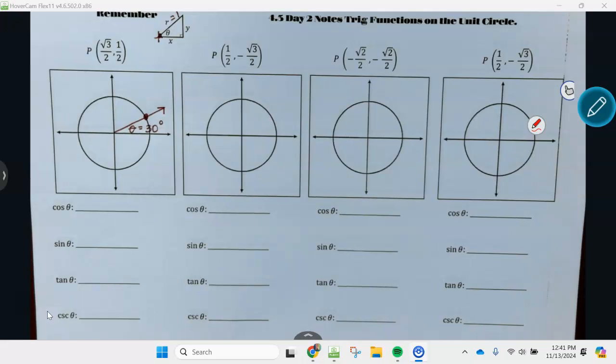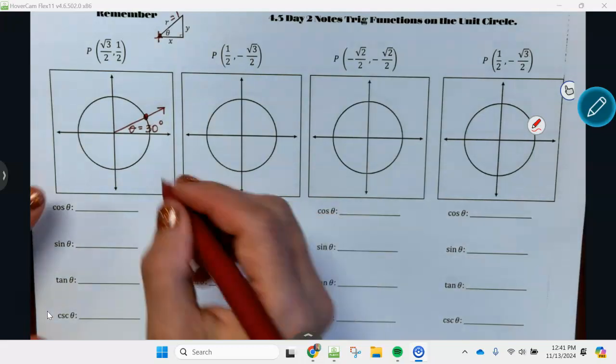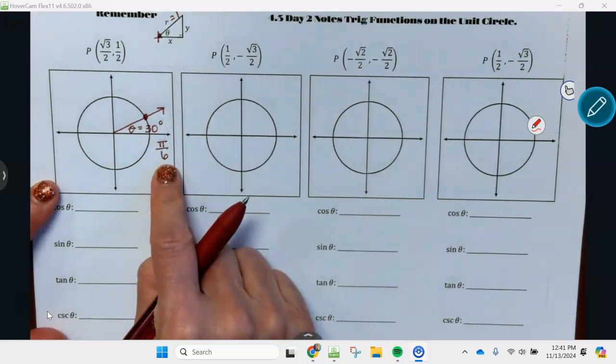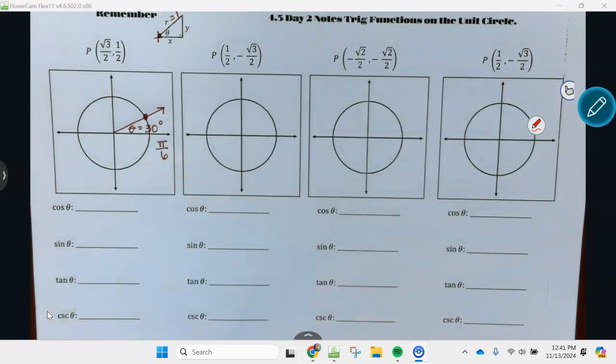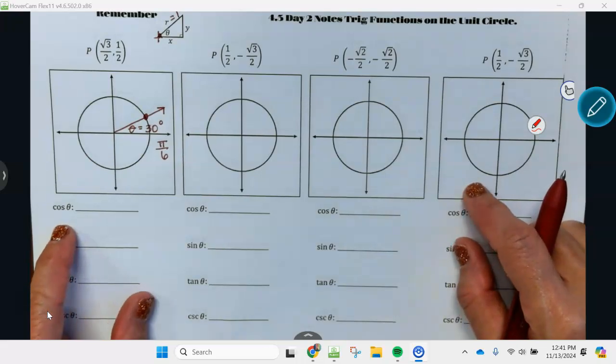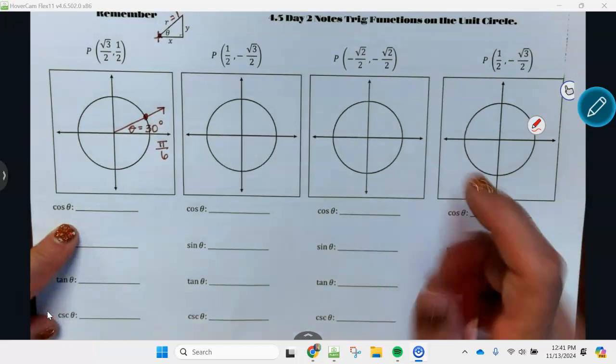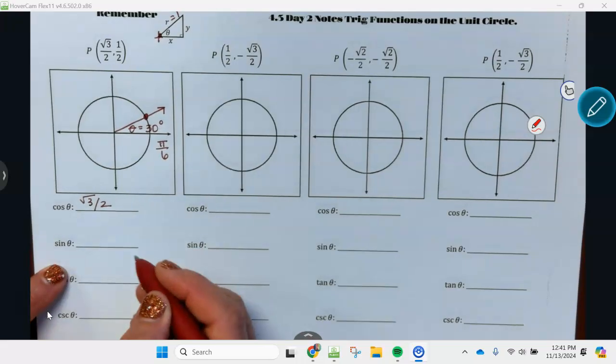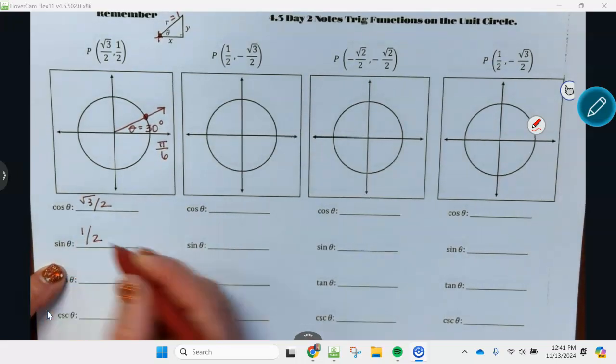All right. And what are the radians? Do y'all remember the radians? Pi/6. Perfect. I'm going to give you a lot of tips about this stuff, and it's all based on your radians. Cool. All right, y'all. Cosine. So easy. It's just the x coordinate. So cosine is going to be √3/2. Sine is going to be 1/2.